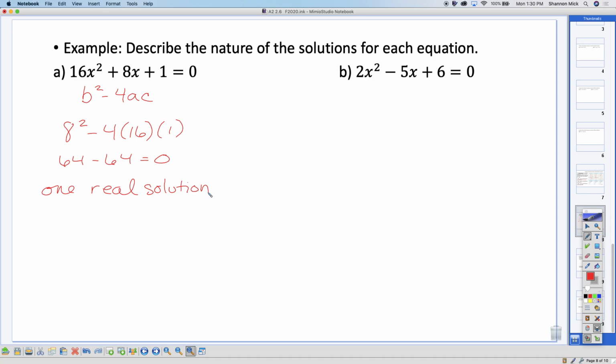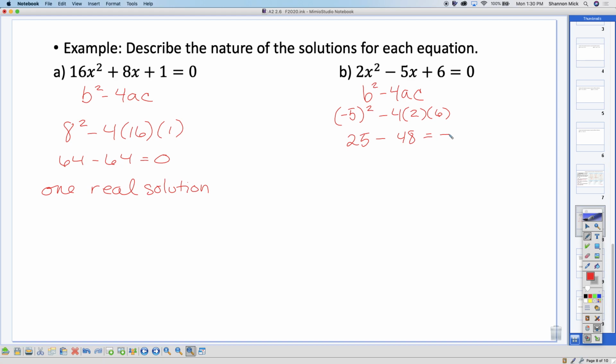Okay, so I have 2x squared minus 5x plus 6. I'm just using the discriminant. What is the discriminant? b squared minus 4ac. So b is negative 5, and negative 5 squared is 25, minus 4 times 2 times 6, which is 25 minus 48. So no real solution, it's negative. And I really don't even need to finish, right?